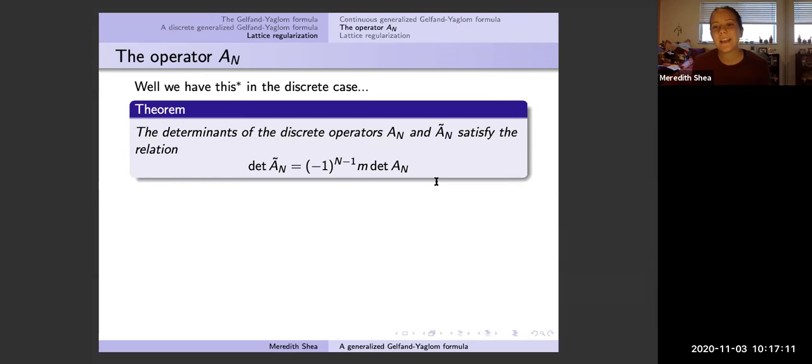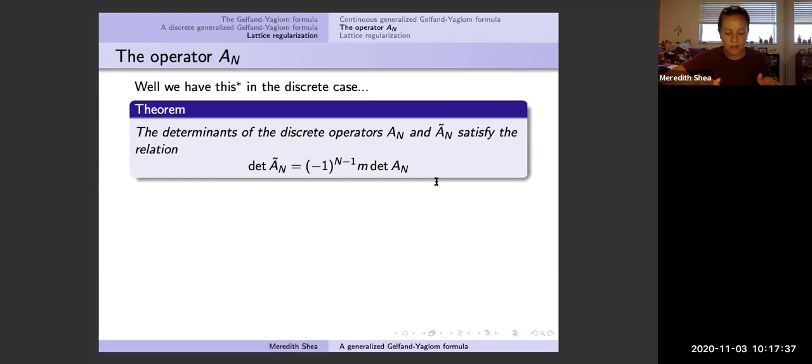And this alternating sign, at first you're like, oh no, another alternating sign. But it's actually quite nice, because if you naively plug this into the discrete generalized Gelfand-Yaglom formula we previously had, the two alternating signs cancel. And so even in the discrete case, you don't have this weird sign issue.